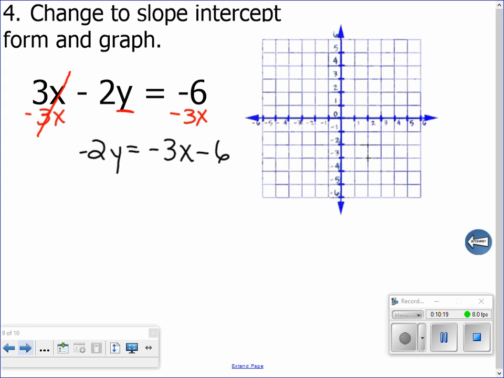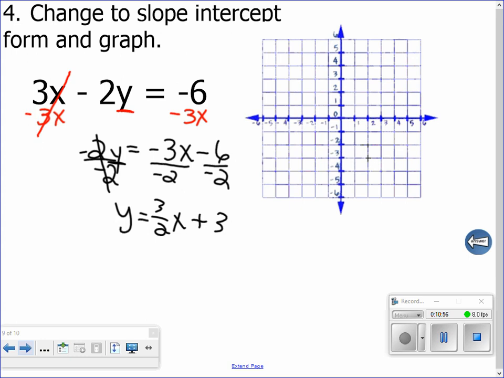We want to put the variable part in front. And then we ask ourselves the question, is there anything being added or subtracted to the y now? That answer is no. Then we move to, is there anything being multiplied or divided? And there is. There's this negative 2. So we're going to divide everything by negative 2. And what we end up with is y is equal to, well, negative 3 over negative 2, that's positive 3 over 2x. And negative 6 over negative 2 would be positive 3. So here's our slope-intercept form equation: y equals 3/2 x plus 3.